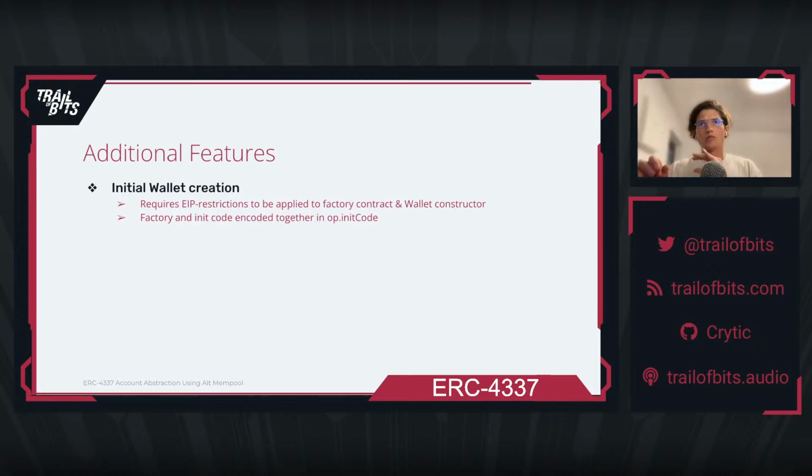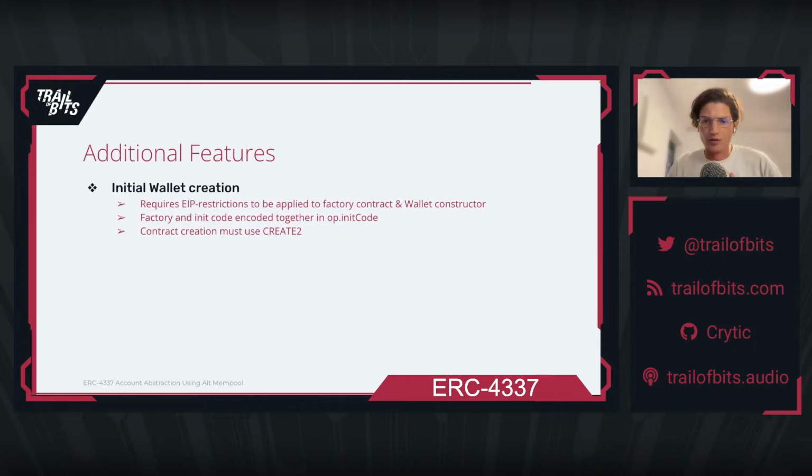but also to the wallet constructor, because the factory creates a new account, which is a new address, and inside of that address we have the constructor running, which is new code, and we need similar opcode restrictions there. We cannot use any block timestamp or context-dependent opcodes. And the factory contract can only use create2, so the account creation cannot depend on the factory contract's nonce.